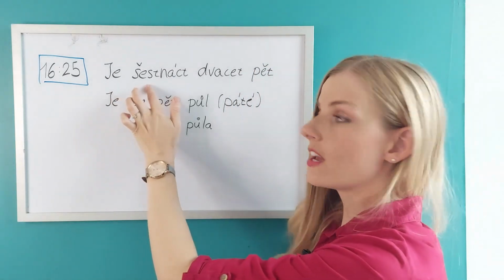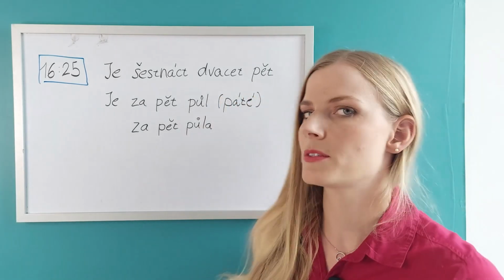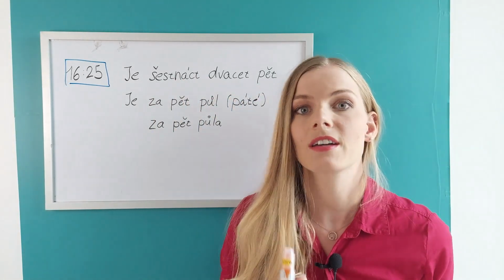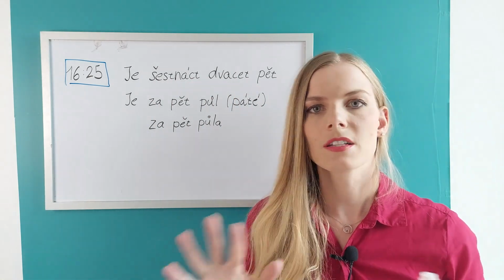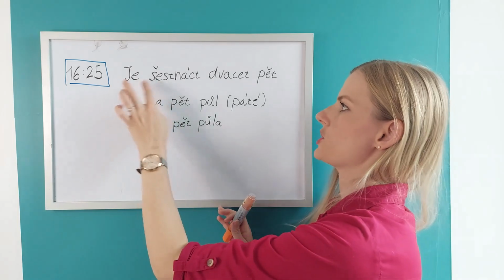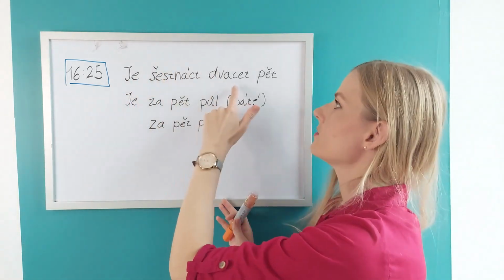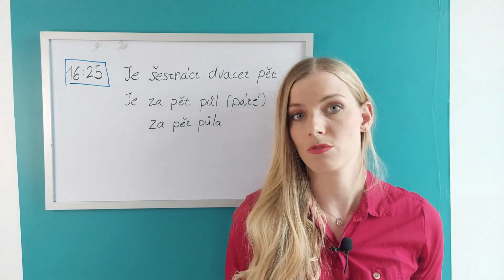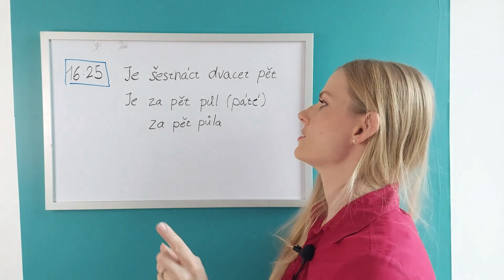Je 16:25. Je 16:25. Clear and easy. You could add je 16 hodin 25 minut, but it's not necessary. You would hear this on the radio though. And here is the interesting thing.